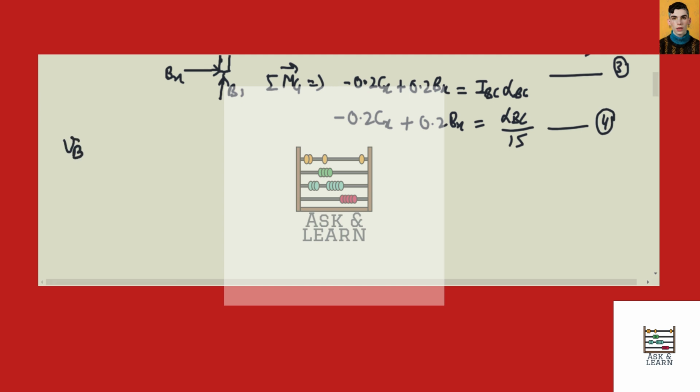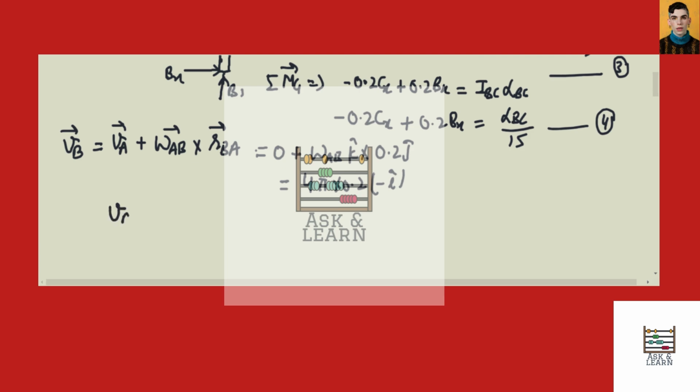Now velocity of B point we can measure. Velocity of A plus angular velocity of AB cross position vector of B with respect to A. Velocity of A is 0 plus omega AB k cap cross 0.2 j cap. Omega AB is given 4 pi, so it becomes 4 pi into 0.2 minus i cap. So we can say velocity of B point is minus 0.85 i cap.